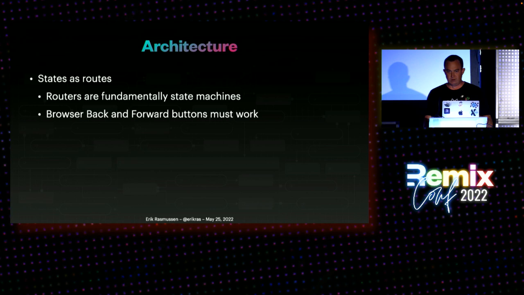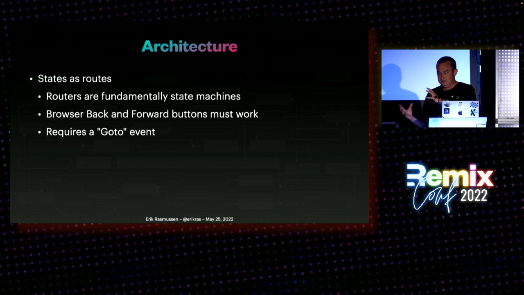And speaking of the back button, it's absolutely fundamental that we don't break the back and forward buttons on the browser, because that will kill the user experience. And this adds a level of complexity. It's not just back and forward one, you can go back three or forward four. So in order to maintain consistency with the route, given whatever route, we have to have a way to tell our machine to just go to that state. So we need some global go-to event that's going to take us to whatever state the route tells us we should be in.